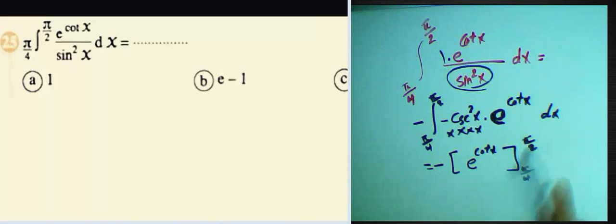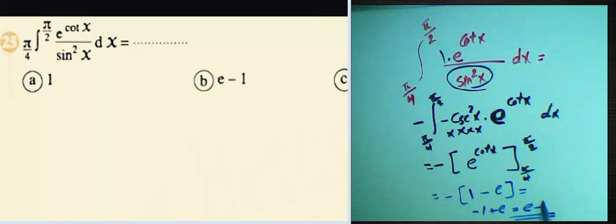But x equals pi over 2 here, cotan pi over 2, cotan 90. Cotan 90 equals 0, because cotan is the inverse of tan, and tan 90 is undefined, so it equals 0. Since the result here, we can write negative outside here. e power 0 equals 1. Pi over 4, cotan is 1. It will be e power 1. So the result will be negative 1 plus e. It will be e minus 1. This is the result. E minus 1, choose letter P.